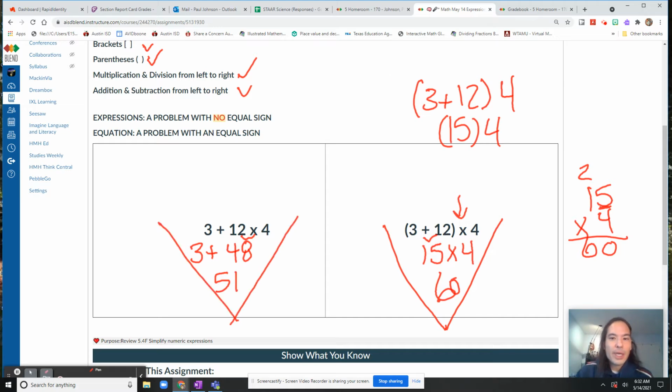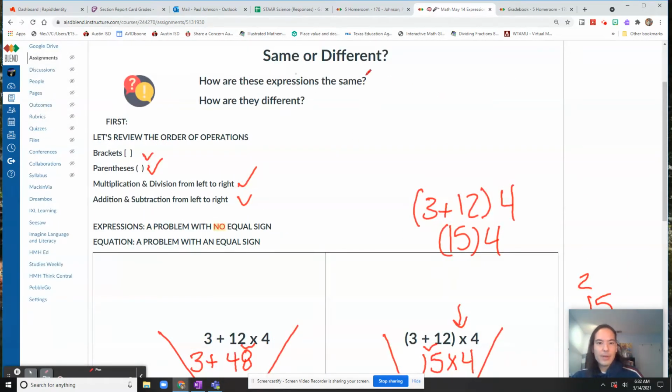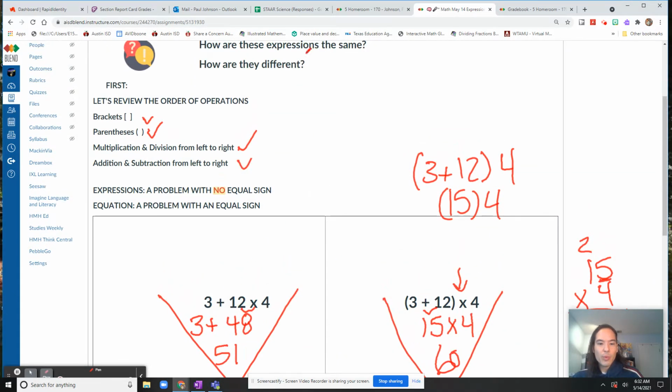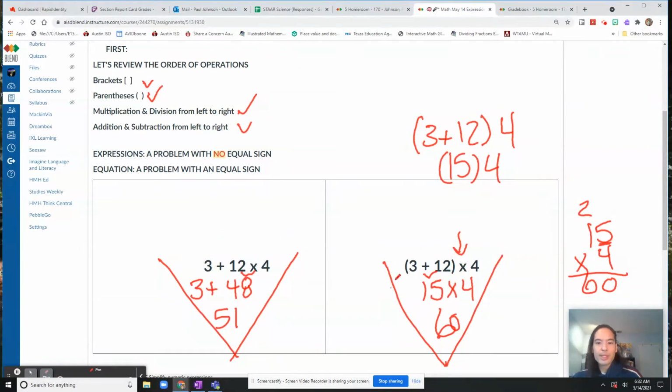So what we're looking at here is how are these expressions the same? They're using the exact same numbers, right? But what's different about them? They put a grouping symbol around 3 plus 12 on this side, so we had to do 3 plus 12 as our first step on this side. On the left side, our first step was 12 times 4 because there were no grouping symbols, and we have to multiply from left to right.